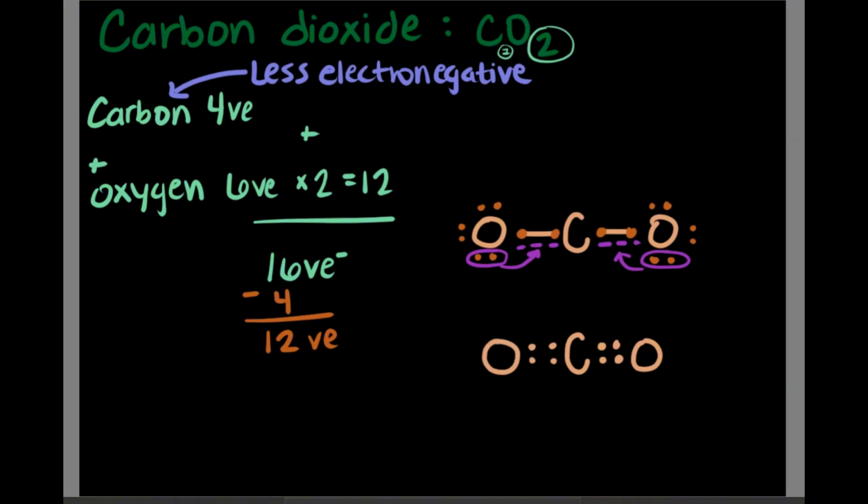We can then go in and draw in these electrons in the Lewis diagram to show both the double bond to each of the oxygens as well as the oxygens' lone pairs.